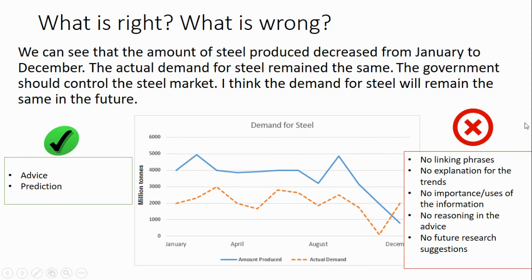So first of all, there are no linking phrases, absolutely nothing. The ideas are not linked. There's no explanation for the trends at all. Instead, the person just repeated what happened here. But you have written it already in the analysis part, so no need to repeat that unless you want to explain it. Then the importance and uses of the information, this bit is missing.